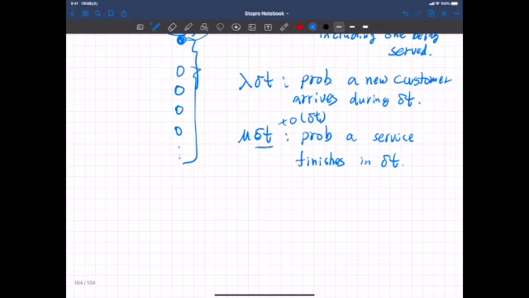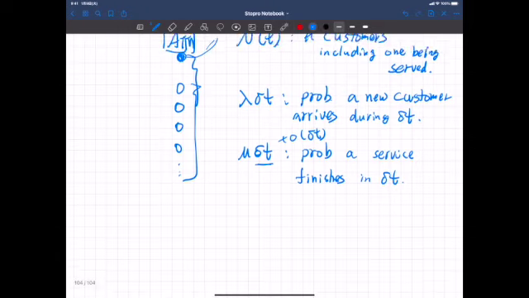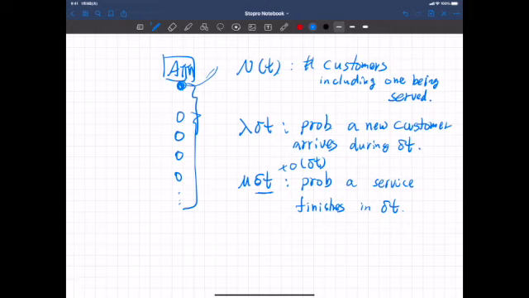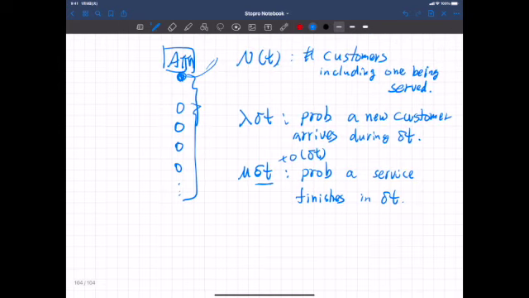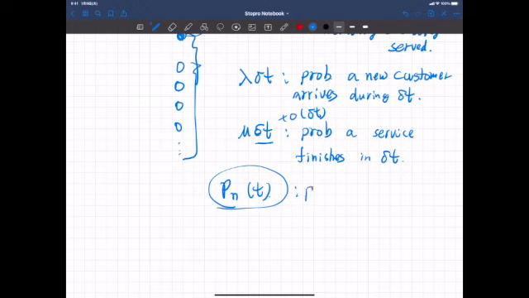Now, based on these very simple assumptions, we are going to set up a set of differential difference equations that governs the probability that there are n customers in the queue at time t.